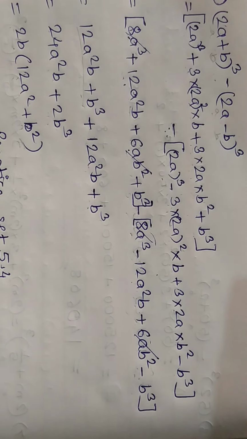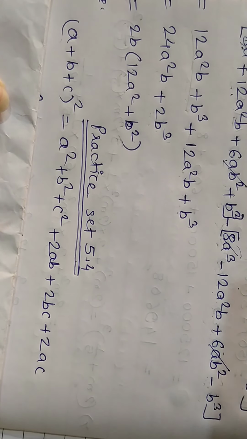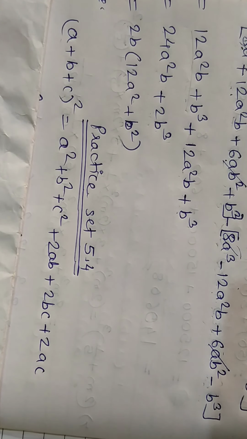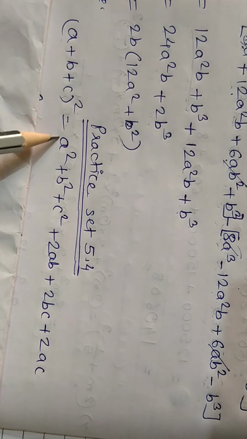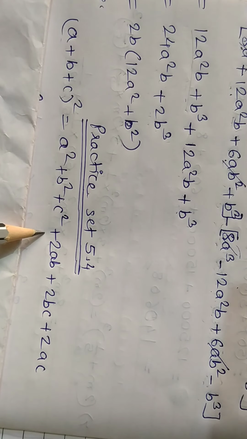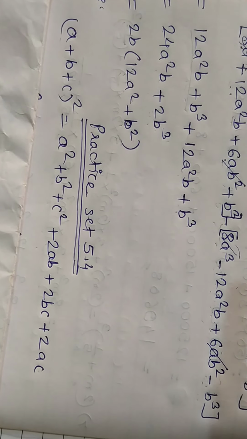Now we'll go to the next practice set. And the formula here is in terms of three terms. A plus b plus c whole square is equal to a square plus b square plus c square plus 2ab plus 2bc plus 2ac.